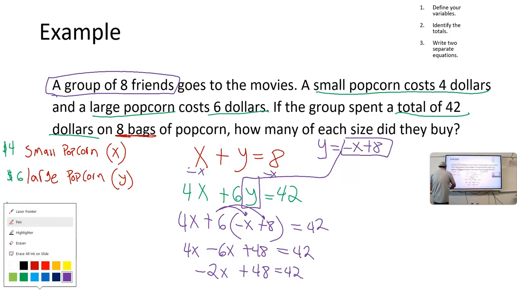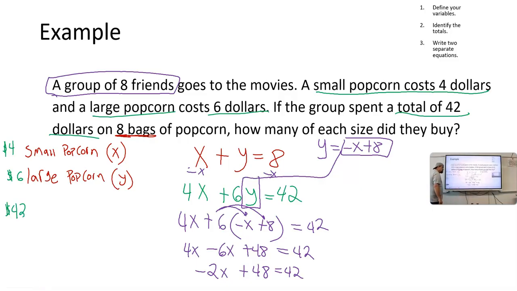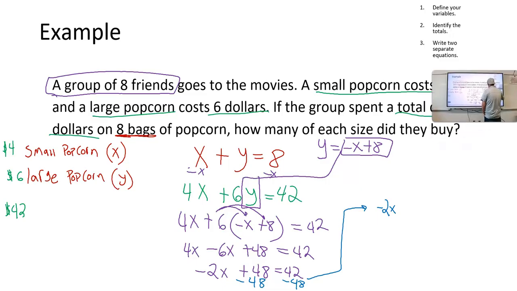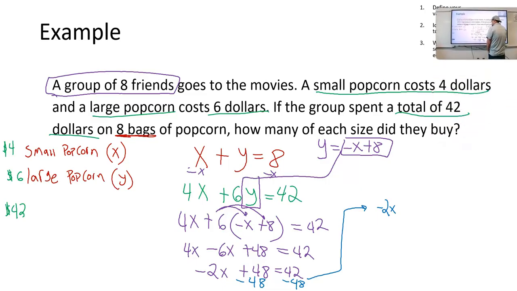Combine like terms, we have negative 2x plus 48 equals 42. I'm running out of room. So I subtract 48 from both sides. So I'm going to just continue over here. And I'll get negative 2x equals, and then 42 minus 48 is negative 6. So divide both sides by negative 2, and x equals 3.